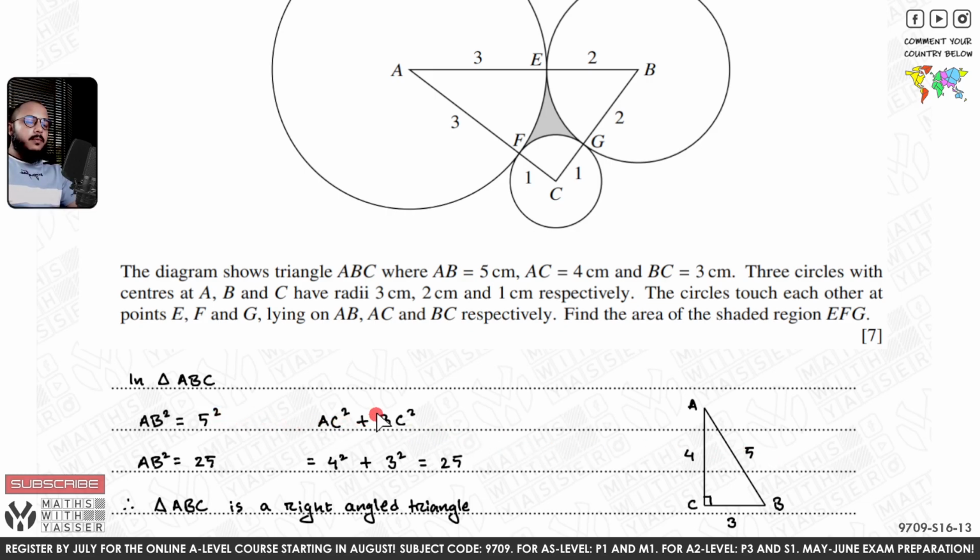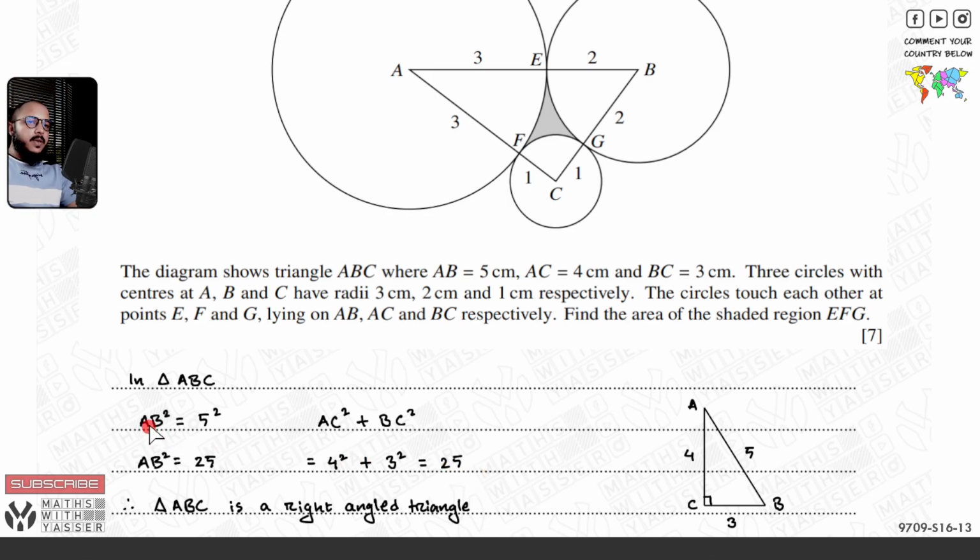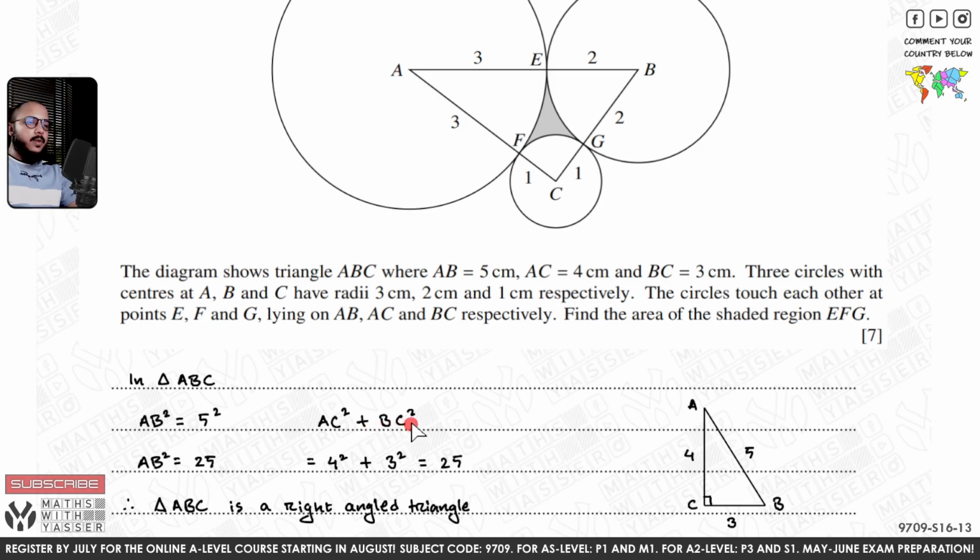So regardless, I have shown you why it is a right angle triangle, because AB squared is 5 squared, which is 25, and AC squared plus BC squared is 4 squared plus 3 squared, which also gives you 25. Therefore we know that AB squared equals AC squared plus BC squared. That is the formula for the Pythagoras theorem, and that can only exist if the triangle is a right angle triangle. So ABC is a right angle triangle.